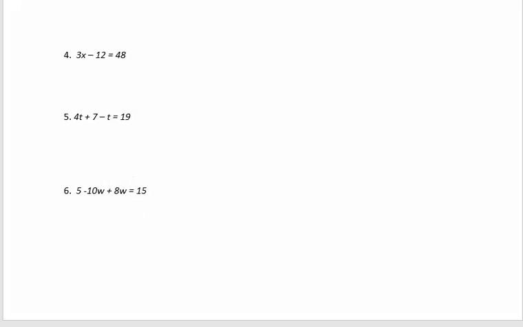I want to look at number 5 because this is one that a lot of people make a mistake on right away. So if we look at what we have, number 6, we have 5 minus 10w plus 8w equals 15. So I can see that these are the two like terms. The like terms are negative 10w plus 8w. So when we combine like terms, we need to look at the coefficients, the numbers in front, and negative 10 plus 8 is negative 2. That means that this is 5 minus 2w. A lot of people put plus 2w, or they add these and get 18w there. But this would be 5 minus 2w.